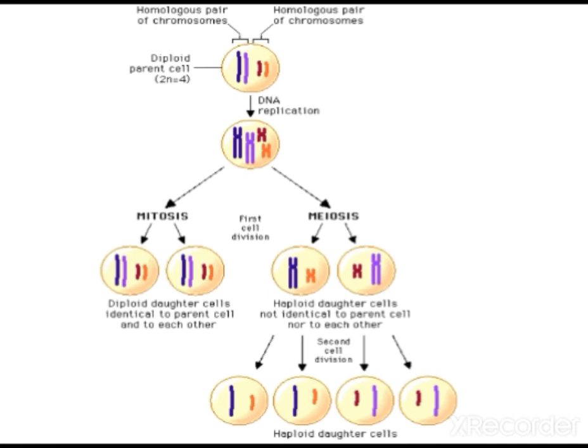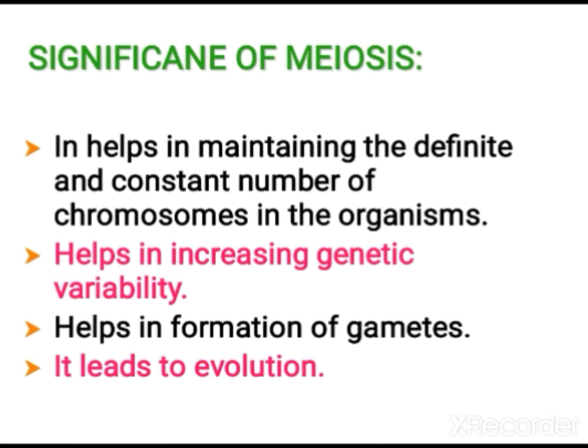In meiosis, the prophase is lengthier, but in mitosis it is not like that. So these are a few differences between mitosis and meiosis. And crossing over occurs during meiosis, but there is no crossing over during mitosis. Okay children, just remember all these comparative points. Next let us study the significance of meiosis.